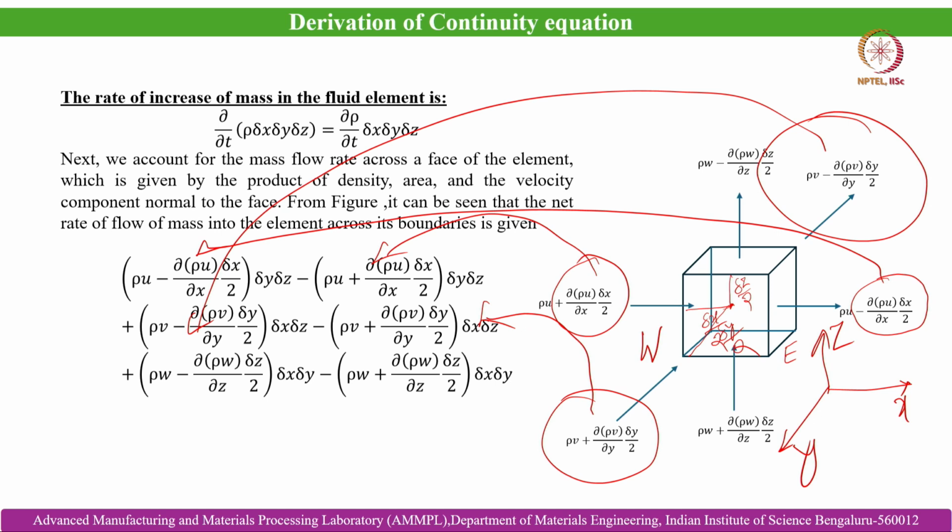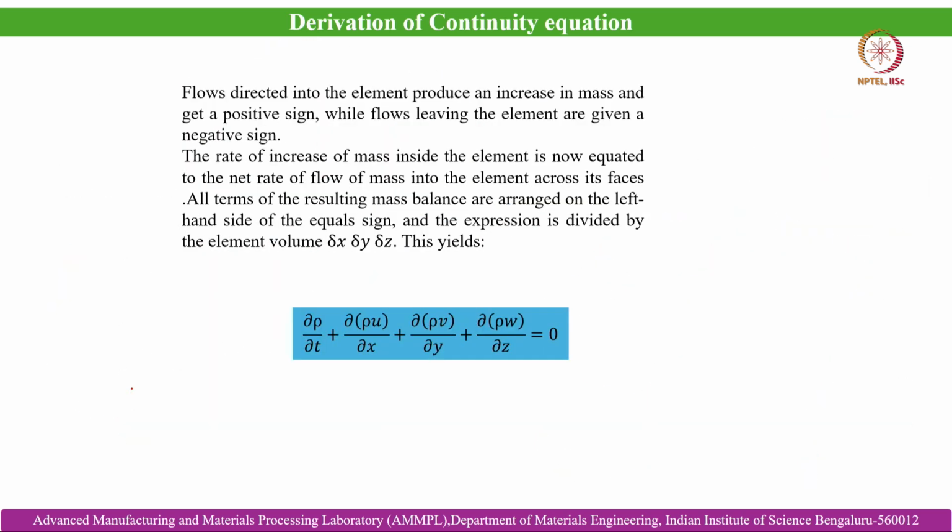Similarly, it is treated for the z direction, and we already know the rate of increase of mass in the fluid domain can be expressed as del by del t of rho del x del y del z, which becomes equal to del rho del t delta x delta y delta z. So then we can equate this with the net generation that we have calculated over here. Let us see how we proceed.